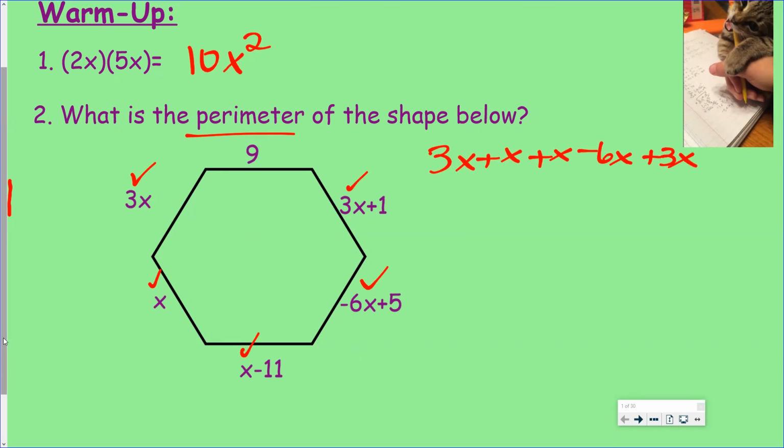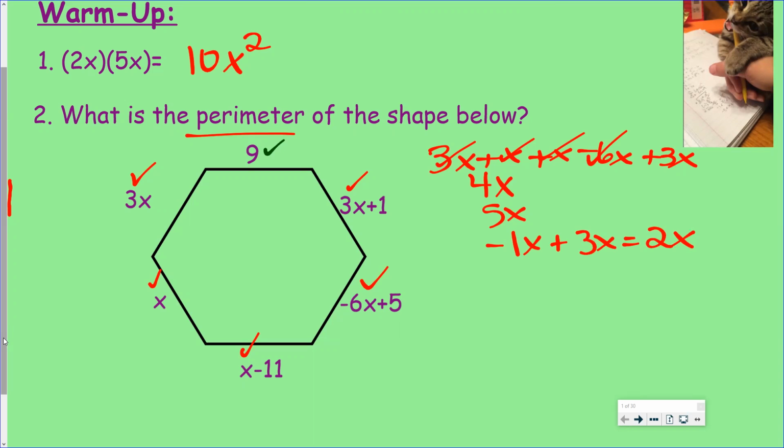All right, so I got 3 plus 1x, that gives me 4x. 4x plus 1x, that gives me 5x. 5x minus 6x, that gives me negative 1x. And then negative 1x plus 3x gives me 2x. But I'm not done, I still need to do the constants.